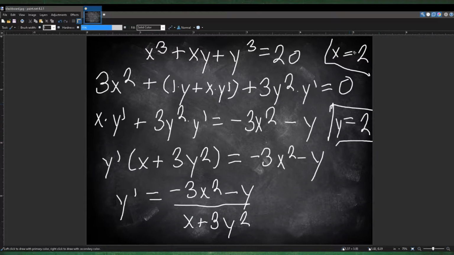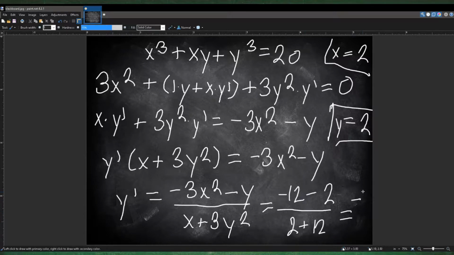So your x value is 2 and your y value is also 2. So you just need to plug them in to find the value. So negative 3x squared, x is 2, so that's 4, so then that's negative 12. And then y is 2, so that's minus 2. X is 2, y is also 2, so 3y squared is 4, so 4 times 3 is 12 also.